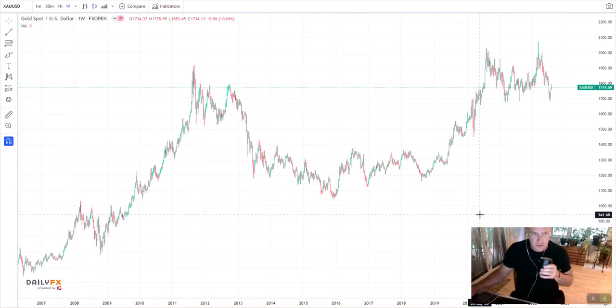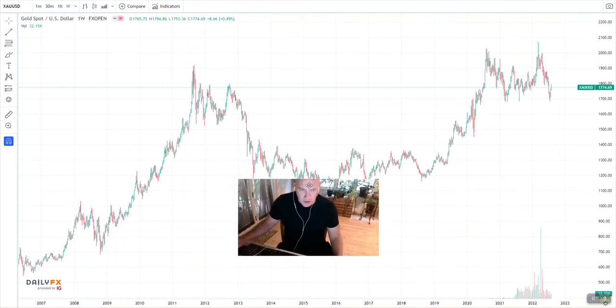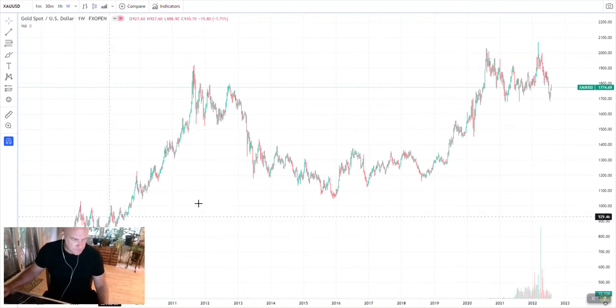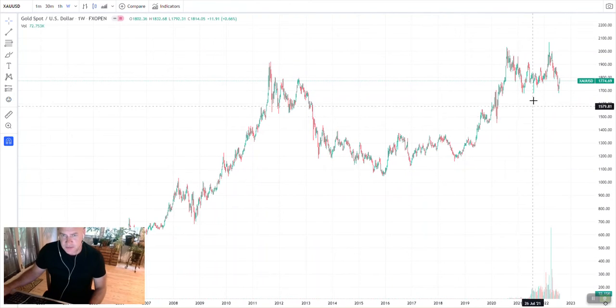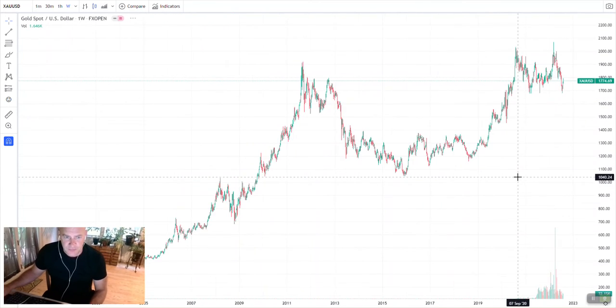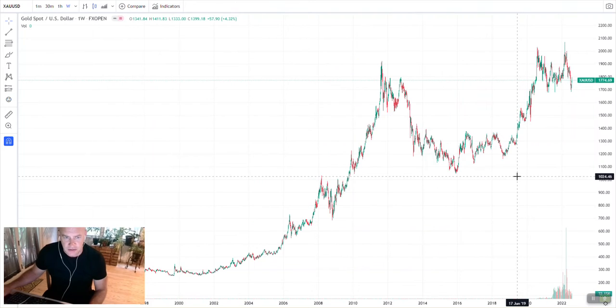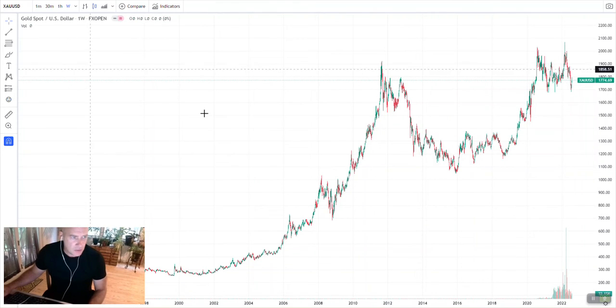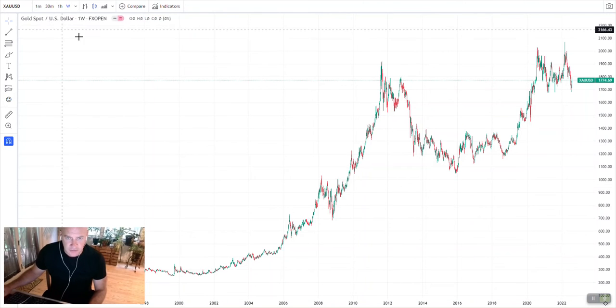We're looking at gold versus the US dollar today. This is the weekly chart. This goes back to 2007. 2007 all the way to current, and we see, of course, over time, this has done nothing but go up. So let's go ahead and see what's been going on.